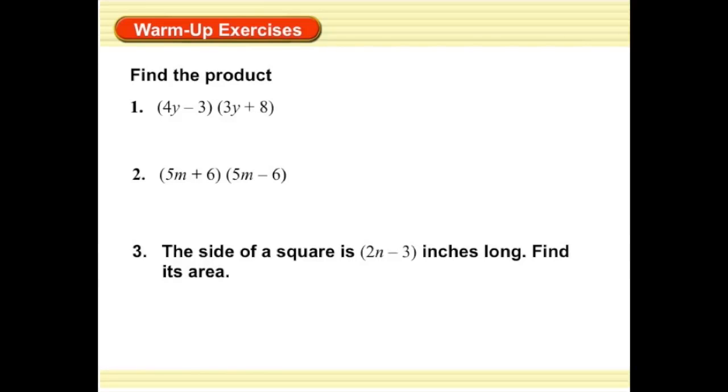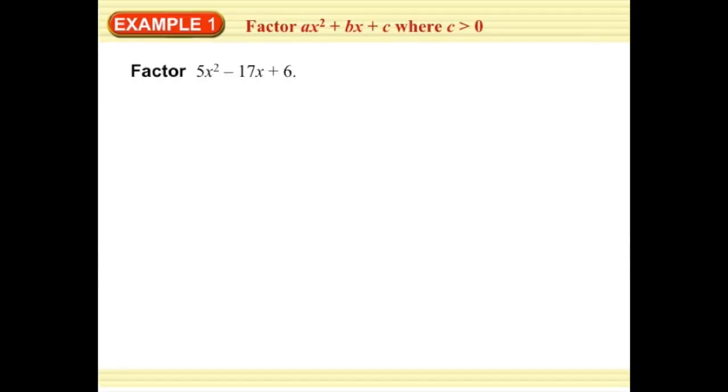Example number 1 says factor 5x squared minus 17x plus 6. And this is the first time that we're seeing an equation that we need to factor that has an a value other than 1. So when we look at this, we have our a, b, and c. At this time, we're seeing equations that have a values other than the value 1. So now we kind of need to think of this factoring form a little differently.